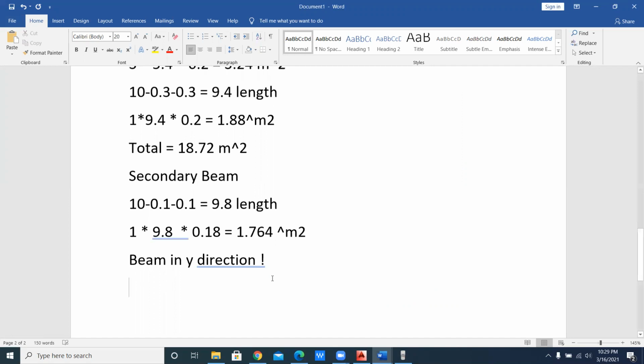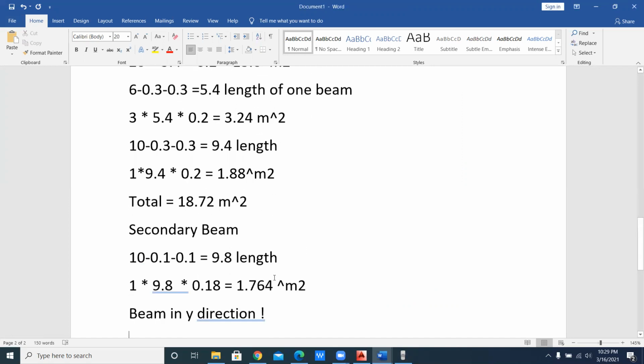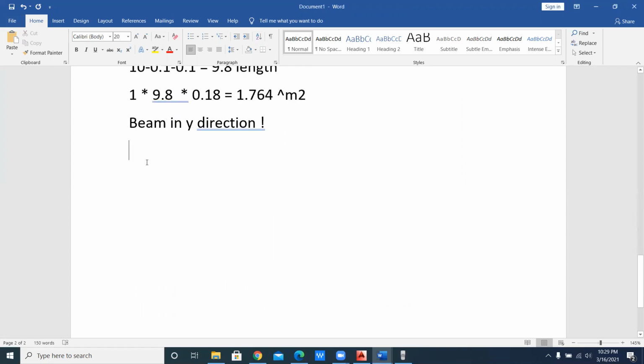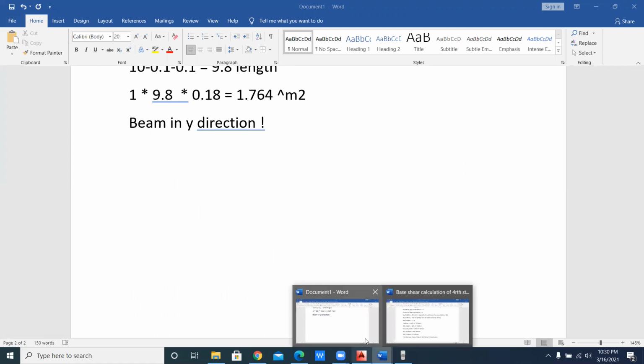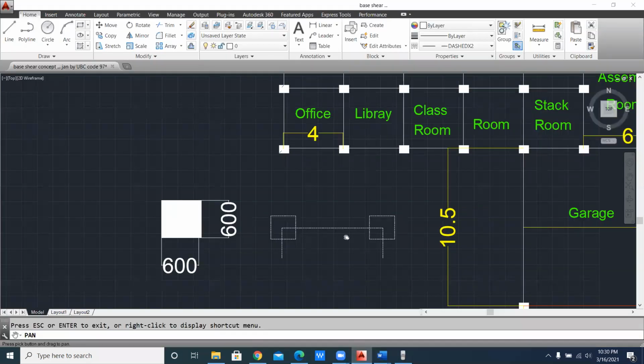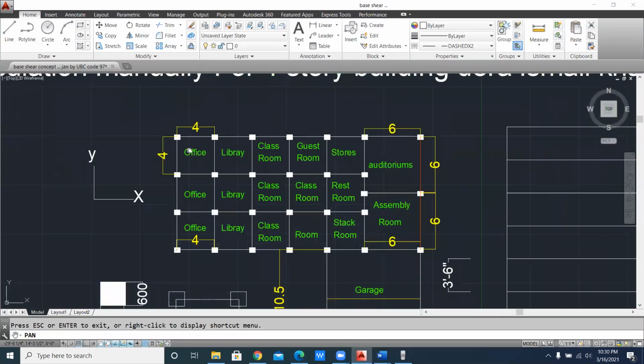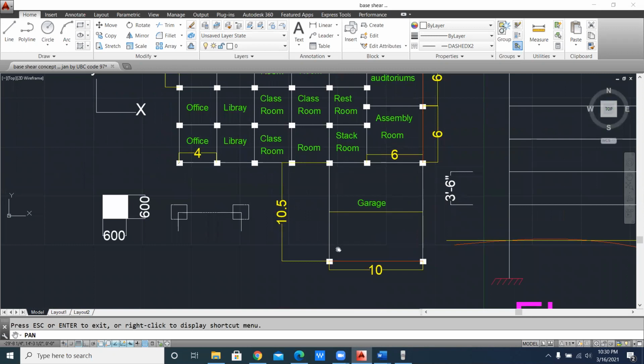Now what about the beam in y direction? Okay, I have already calculated it, that beam in y direction. What is basically the beam in y direction? Open your eyes and you will see here there is 1 beam, 2 beam, 3 beam, 4, 5, 6, 7, 8, 9, 10, 11, 12, 13, 14, 15, 16, 17, 18, 19. Okay, this one beam here, and 20, 21, and this one is 22.